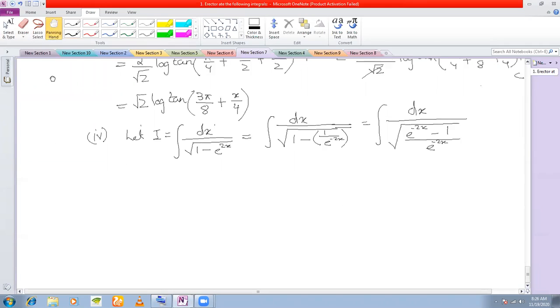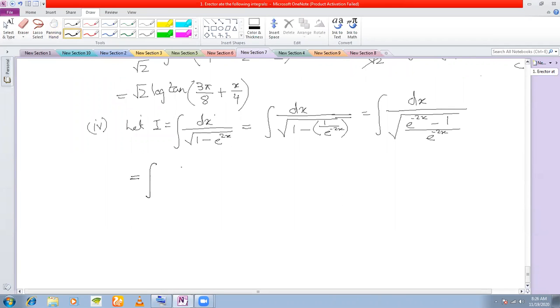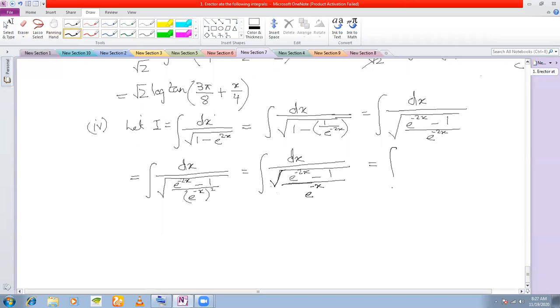In the next step, you can write this as e to the power of minus 2x minus 1 divided by e to the power of minus x whole square. The next step, we have root of e to the power of minus 2x minus 1, and if you want to remove the radical from the denominator, you keep the radical only in the numerator. And in the denominator, you'll simply get e to the power of minus x. Now this e to the power of minus x goes on top. Now you have e to the power of x in the numerator as well as the denominator.